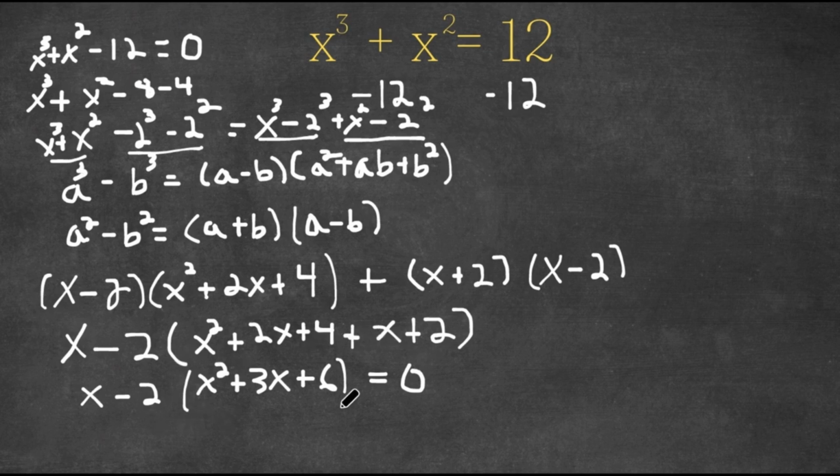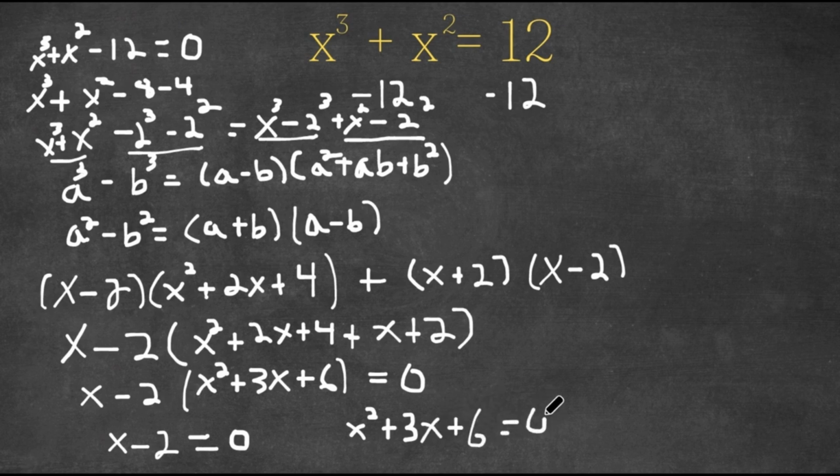So now this gives us two equations. We have x minus 2 equals 0, and x squared plus 3x plus 6 equals 0. So for x minus 2 equals 0, we simply add 2 on both sides. So we get x equals 2. So this is one solution.